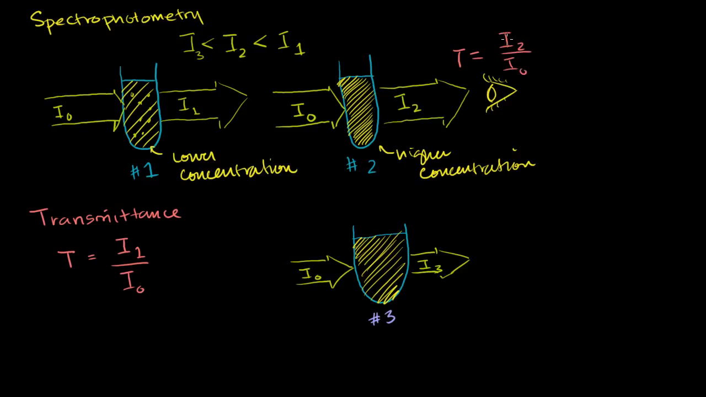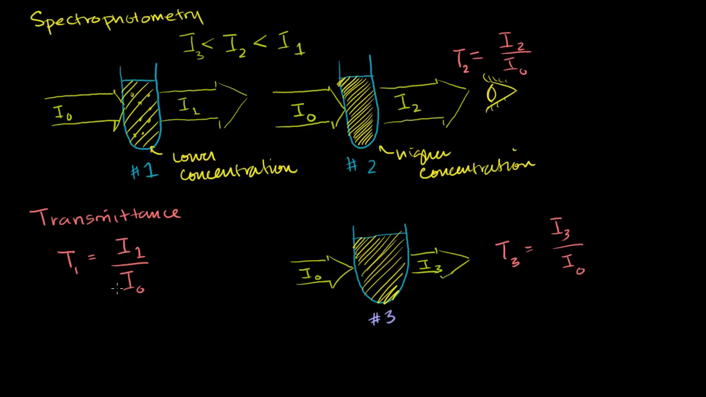And as we see, this one right here will be a lower number. I2 is lower than I1. So this will have a lower transmittance than number 1. So let's call this transmittance 2. This is transmittance 1. And transmittance 3 is the light that comes out, that gets through, over the light that goes in. And this is the smallest number, followed by that, followed by that. So this will have the least transmittance. It's the most opaque, followed by that, followed by that.